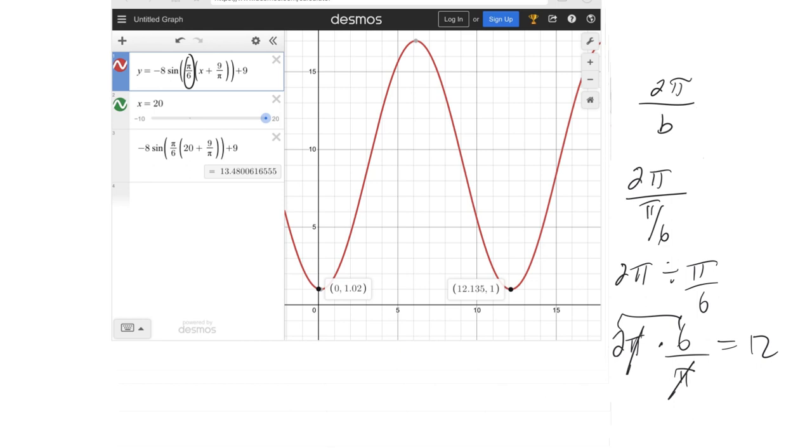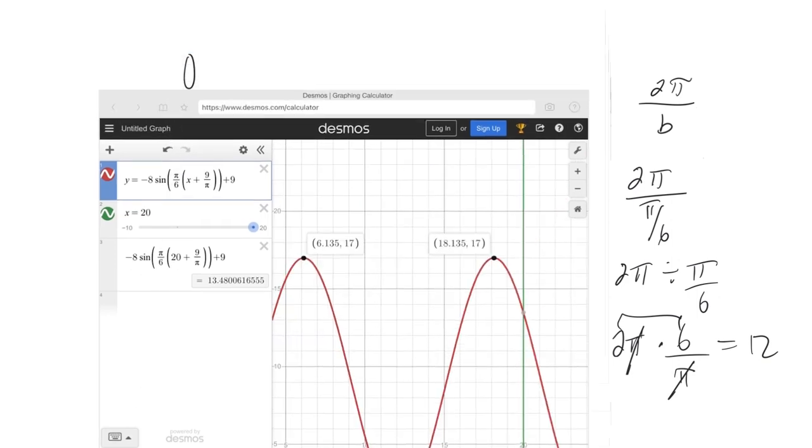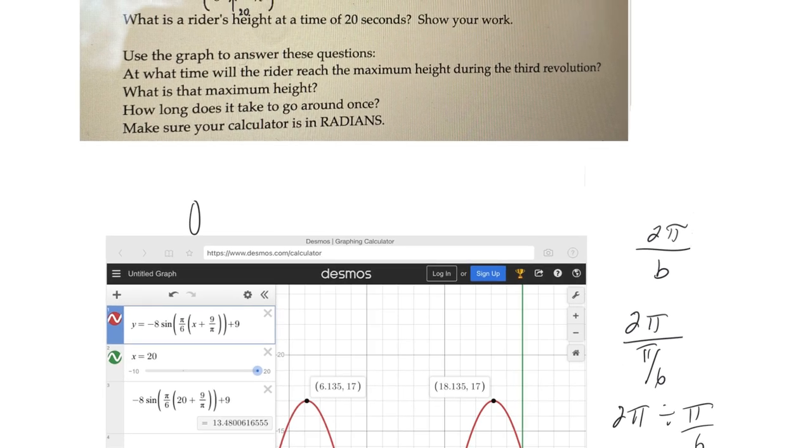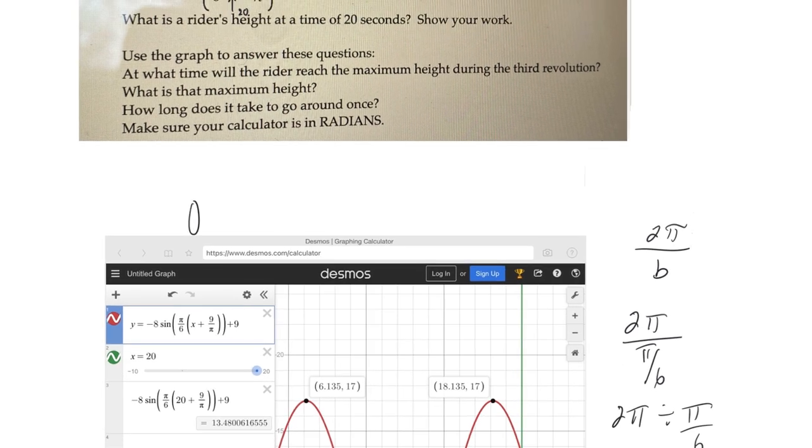You could look at it on the graph too. There's a dot there. So there at 6.135, it's at 17, and then it's at 17 again at 18.135. So 18.135 minus 6.135 is 12. So that would be the period of the graph, or how long it takes to go around once. Make sure your calculators are in radians. Well, I guess I answered all the questions then.